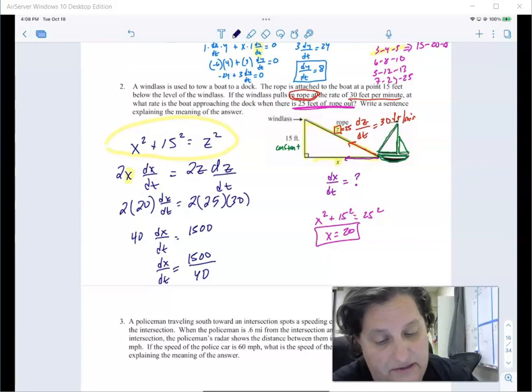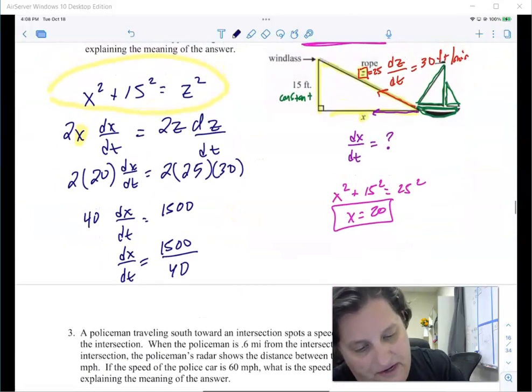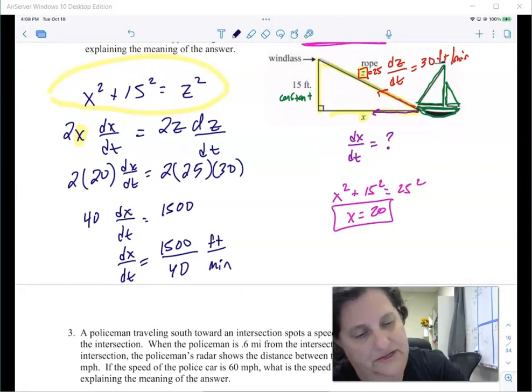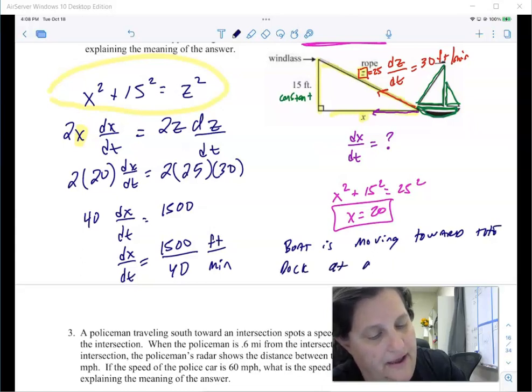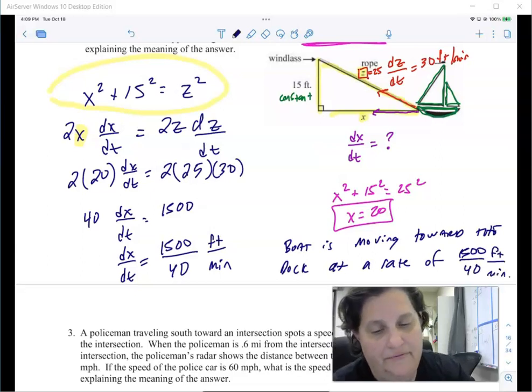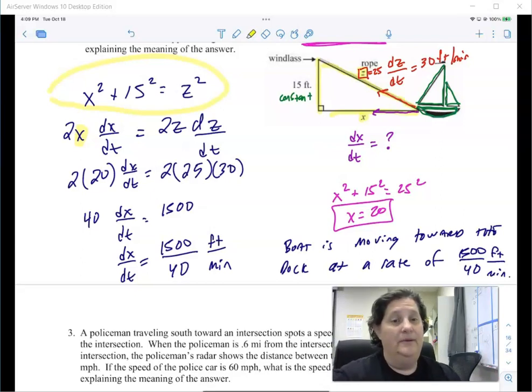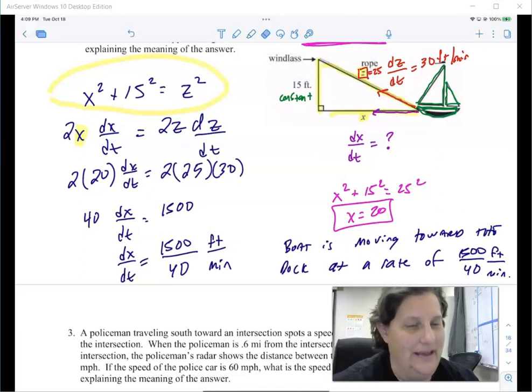So the first thing I like to do is look at units. If that was feet per minute, this is also feet per minute, because each of the sides is feet, right? So the boat is moving toward the dock at a rate of 1500 over 40 feet per minute. Do we have to write that? Yeah, we do. Because a lot of times getting the number is not the answer we're looking for, it's the explanation. So a lot of times on an AP question, it'll say, explain your answer in context.